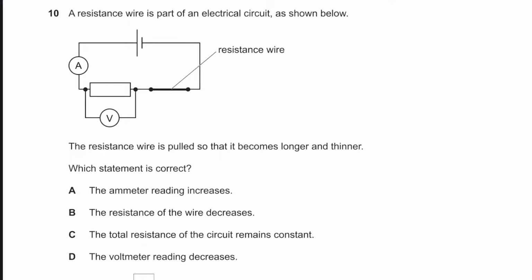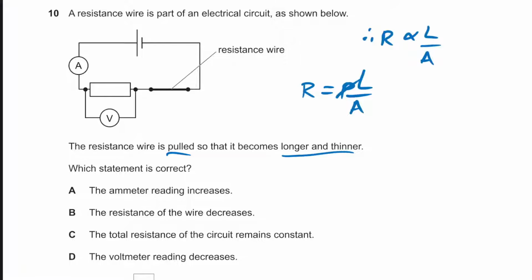Number 10, a resistance wire is part of an electrical circuit. The resistance wire is pulled so that it becomes longer and thinner. Oh, great, here we go. Longer and thinner. Okay, so we're going to need our resistivity equation. R is equal to rho L over A. We know that resistivity is staying the same, so resistance is proportional to L over A. If the length is increased, then the area is going down, which ultimately makes the resistance go up even more. So we know that the resistance is going to go up.